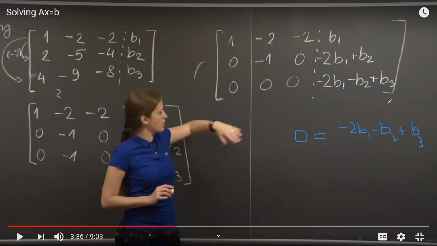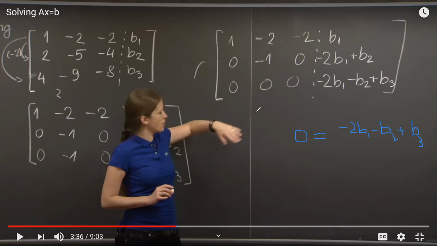I have inconsistency. And if I have inconsistency, it means that there is no solution for this system of linear equations. So here I see it exactly like this. But keep in mind, this 0 is not actually a 0.